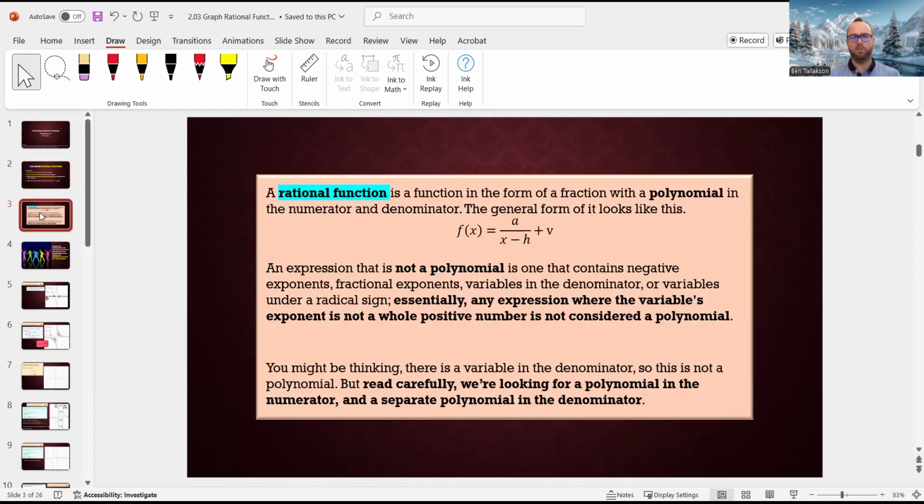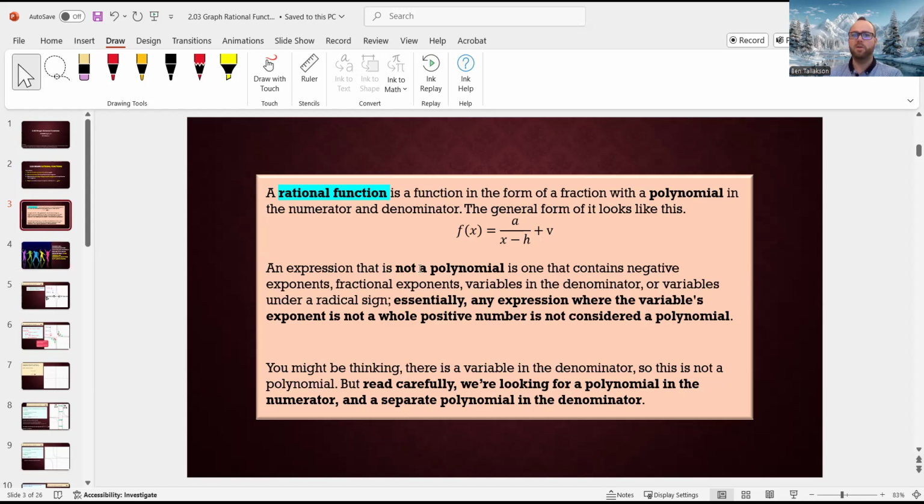So what is a rational function? Well, it's a function in the form of a fraction with a polynomial in the numerator and denominator. The general form, again, we see it here. And you might be wondering, okay, a rational function has a polynomial in the numerator and denominator. Isn't that pretty much any fraction? Not quite, because there are situations where a term is not a polynomial. So let's read about that.